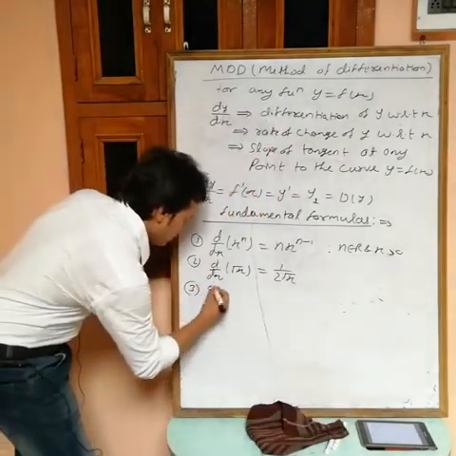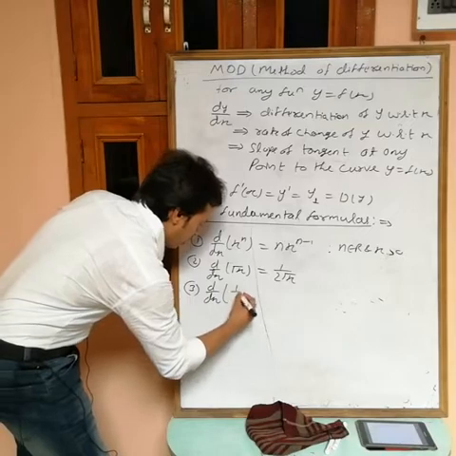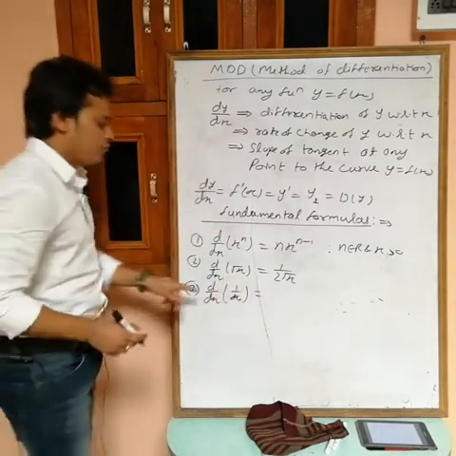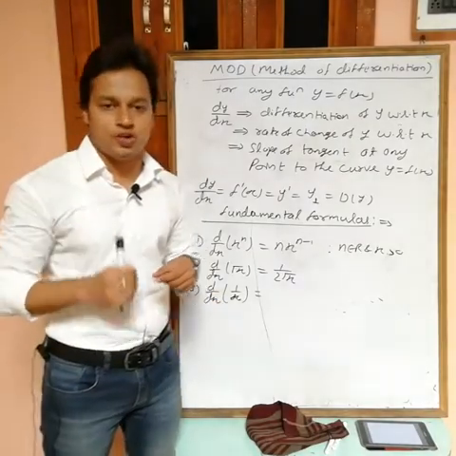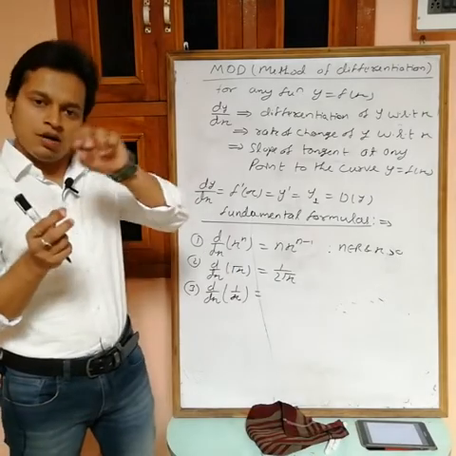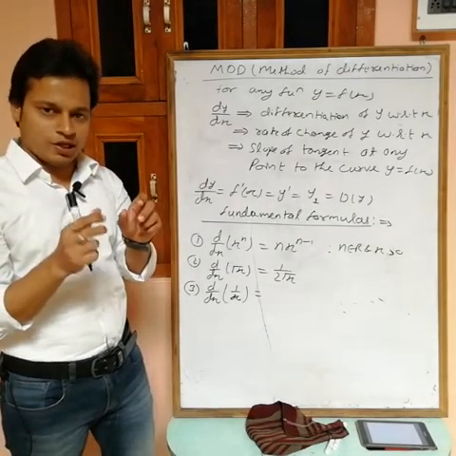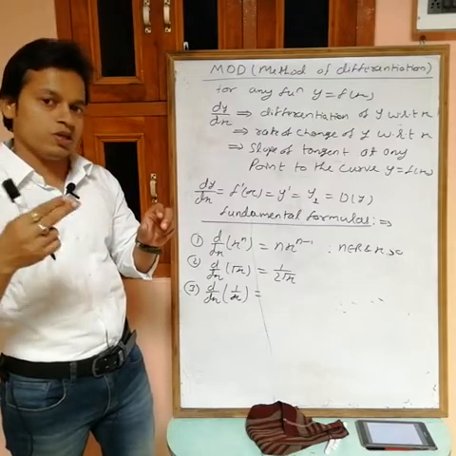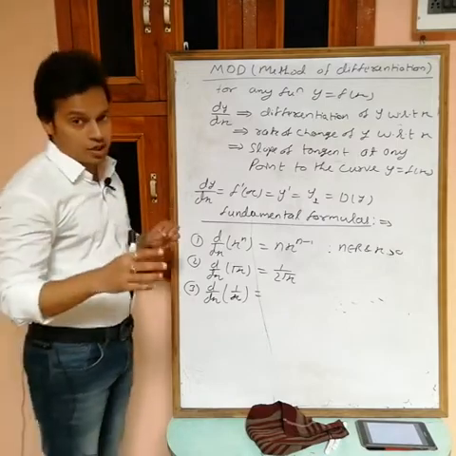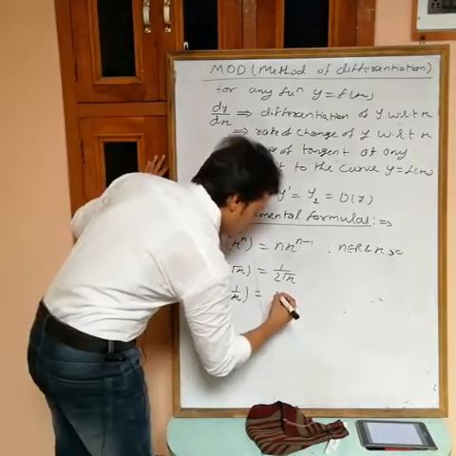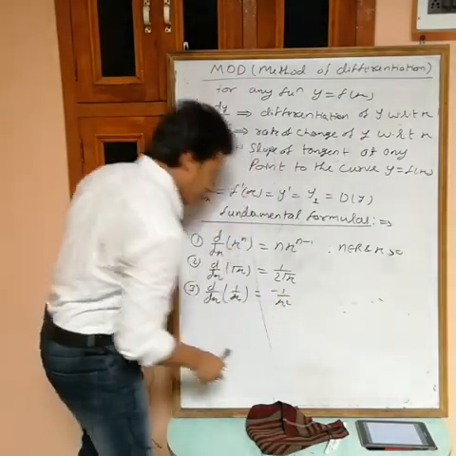Third one, d by dx of 1 by x, also remember this one. 1 by x means x power minus 1. Using the formula, n is minus 1, so n x power n minus 1 gives minus 1 times x power minus 2. x power minus 2 in the denominator can be written as x square. So we get minus 1 by x square.